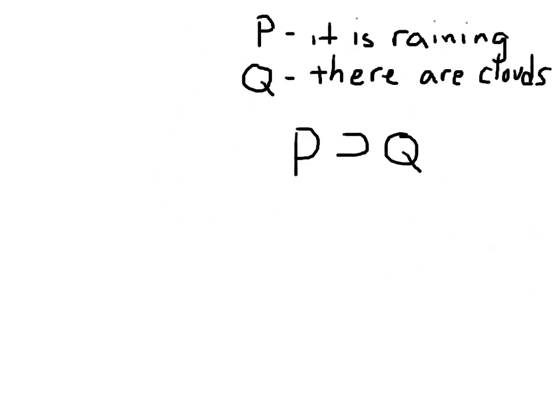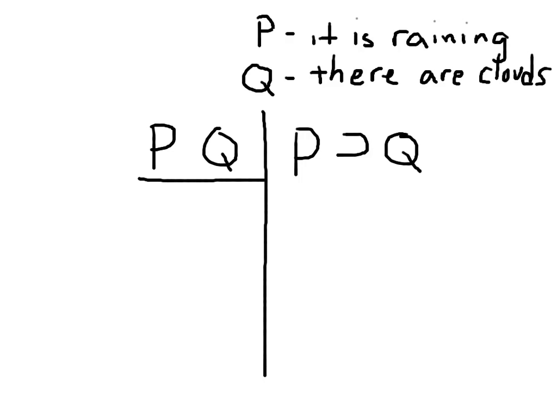In our last slide here, I want to discuss the truth value of the conditional claim itself. That is, when is the whole conditional claim, if it is raining then there are clouds, true and when is it false? So the way I'm going to do this is I'm going to establish a truth table for this conditional claim. This will hold true for any conditional claim of the form if P then Q.